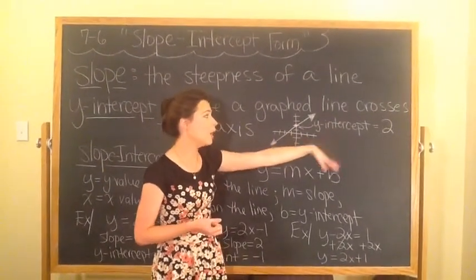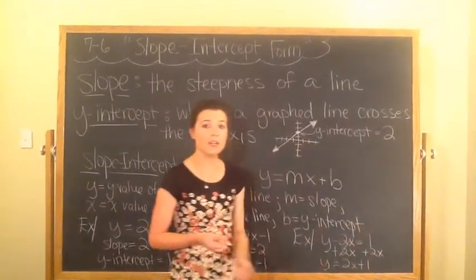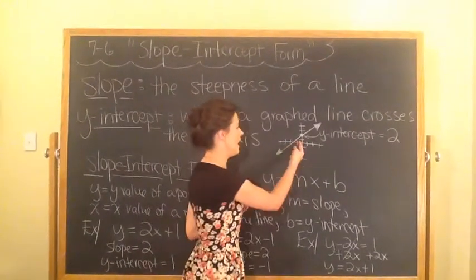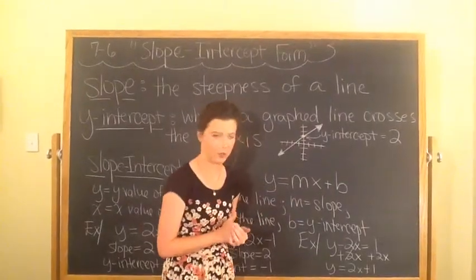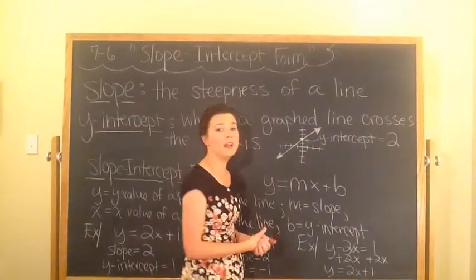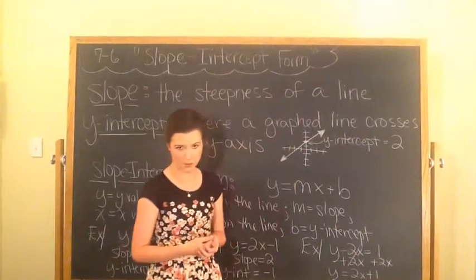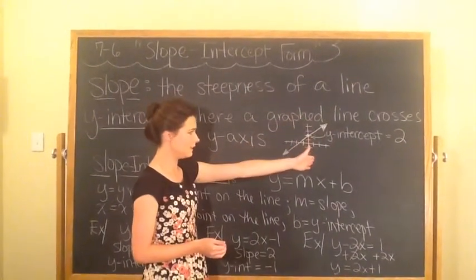In this case, our y-intercept is going to be 2, because the graph crosses the y-axis at (0, 2), so at positive 2. If it crossed here, the y-intercept would be negative 1. If it crossed here, the y-intercept would be 4. It has to be crossing this line.